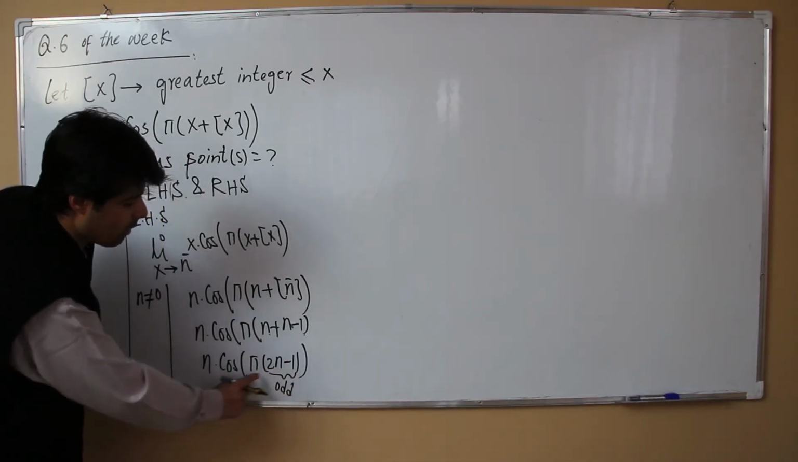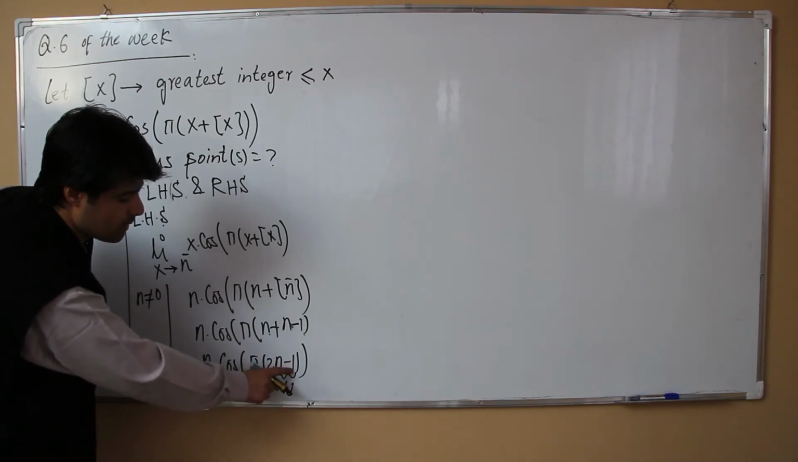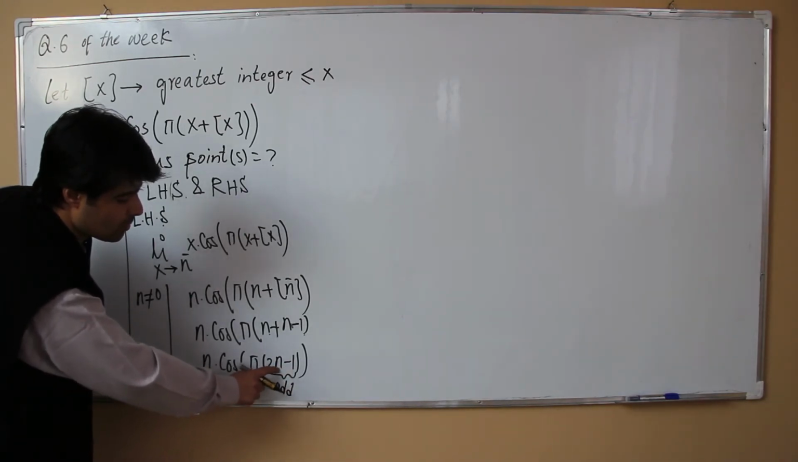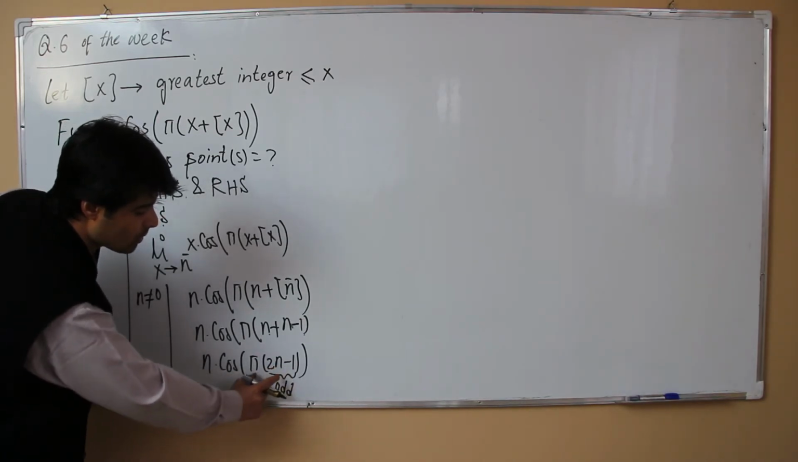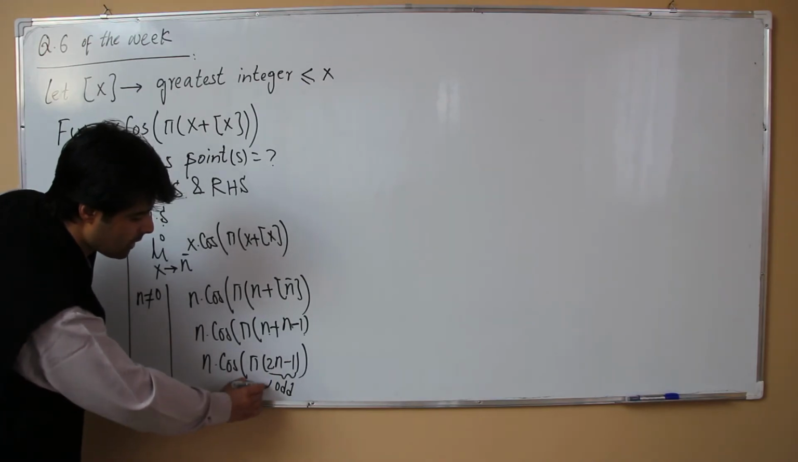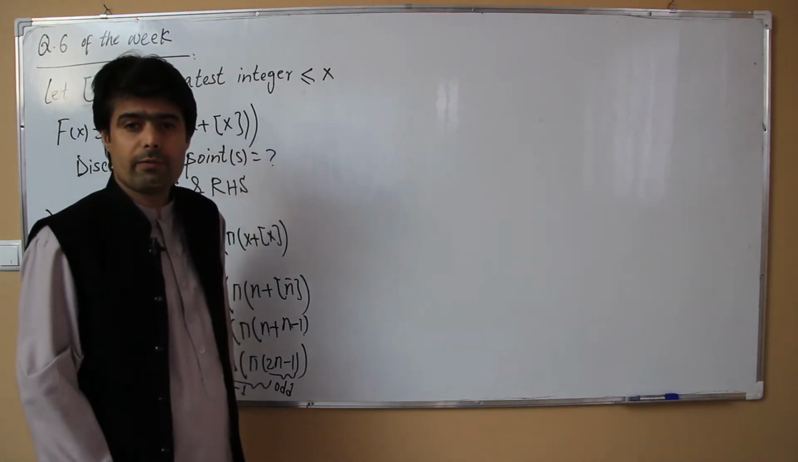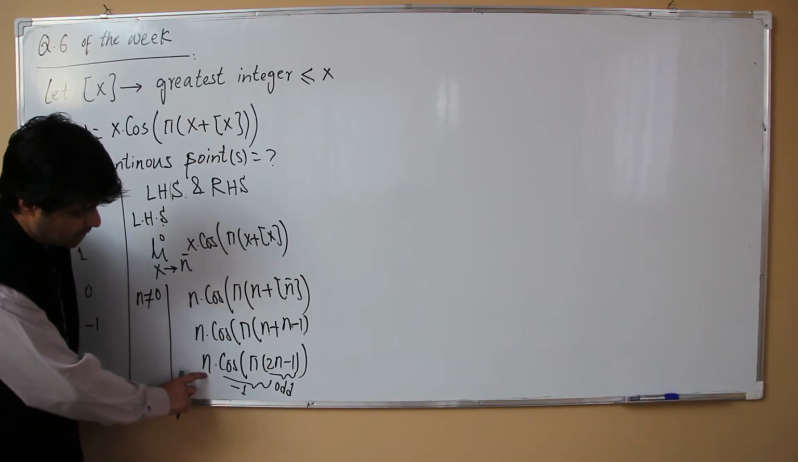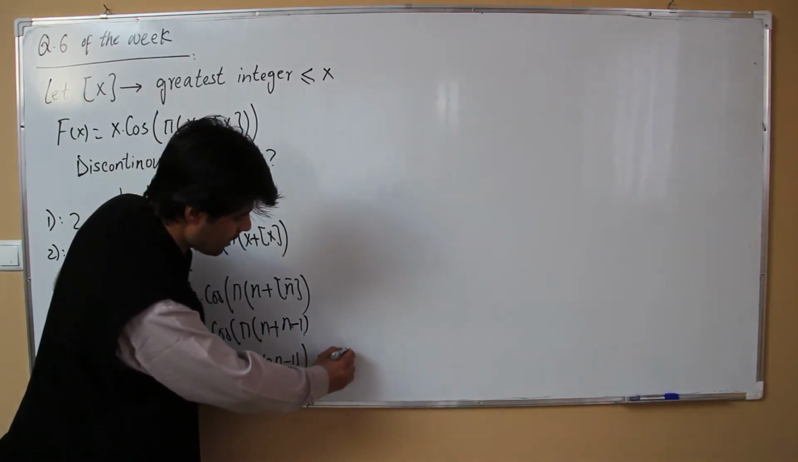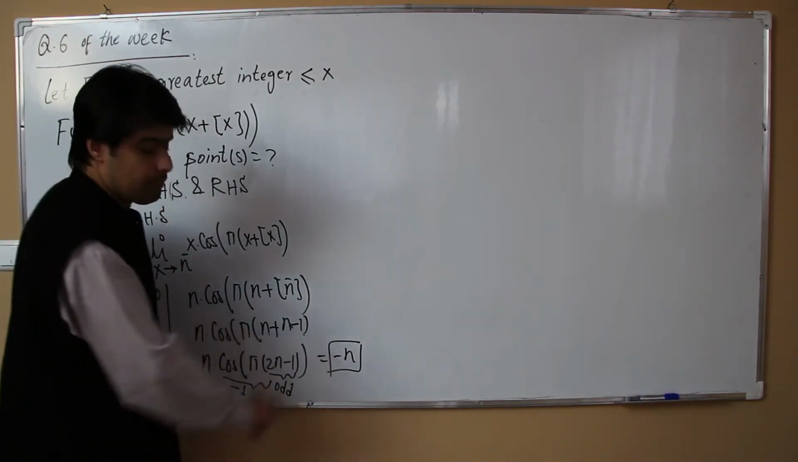Cosine of odd multiples of pi, for example cosine 3 pi. For n equal to 2, 2 times 2 is 4, 4 minus 1 is 3. For n equal to 3, 2 times 3 is 6, 6 minus 1 is 5. So this is an odd number, and cosine of odd pi is minus 1. Cosine 3 pi is minus 1, cosine 5 pi is minus 1. Minus 1 times n is minus n. So the left hand side limit is minus n.